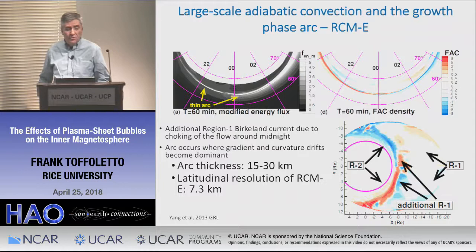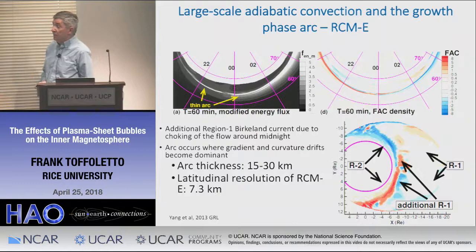Other fun things you could do with this is also what's observed in the ionosphere during a strong growth phase, which is a growth phase arc. This is a very strong arc that basically is an equatorward line that forms during a growth phase of a substorm. Using the RCM-E and constructing a sort of synthetic aurora from the RCM, what we found was indeed you do get something that looks like an arc.